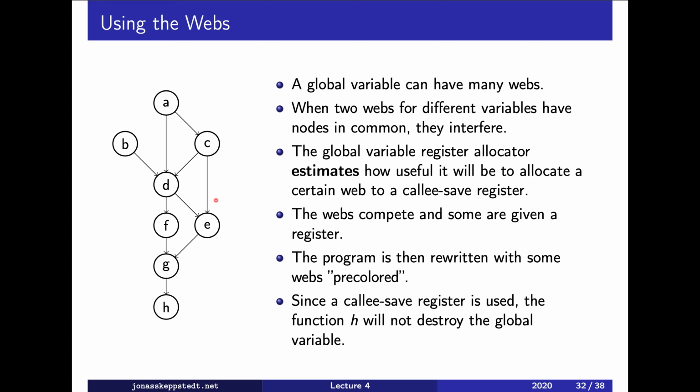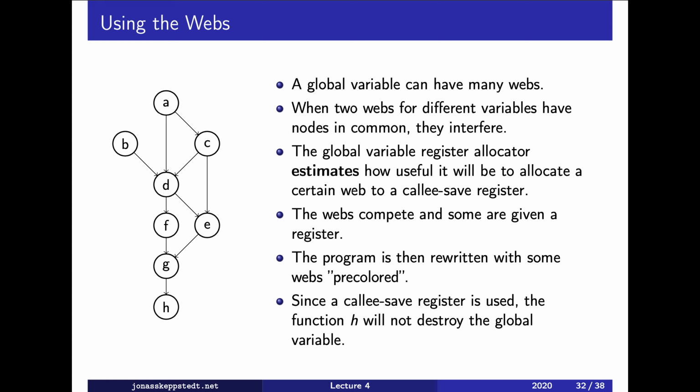Some global variables are, so to speak, pre-colored before the normal intra-procedural register allocation is done. That means this estimation must be very careful so that the program does not pre-color too many global variables, which would result in having too few registers available for local variables.